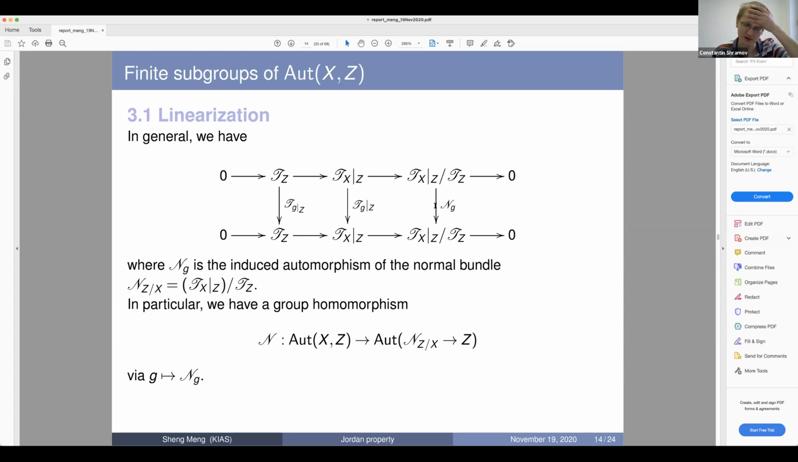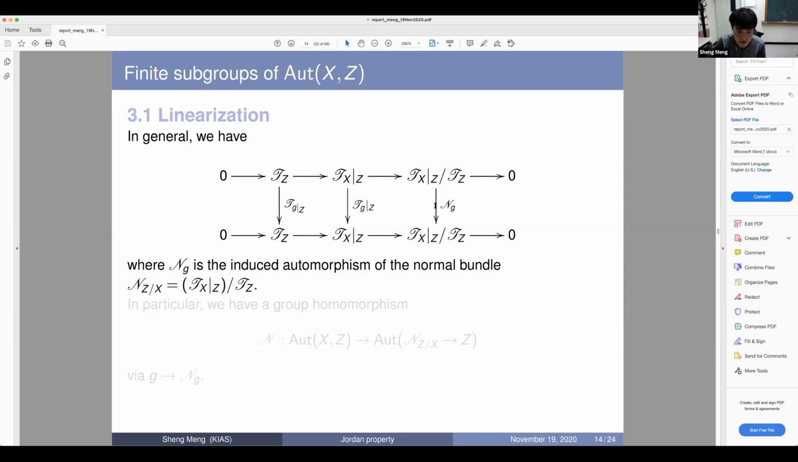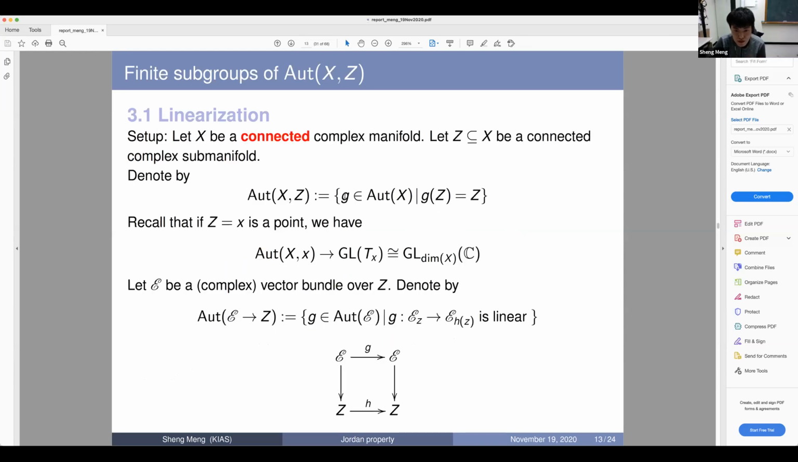Can you explain maybe informally what's going on here? So here you replace X by some kind of a neighborhood of Z, right? No, not neighborhood of Z. Simply, this group simply means the automorphism fixing this Z. G maps Z to Z itself.